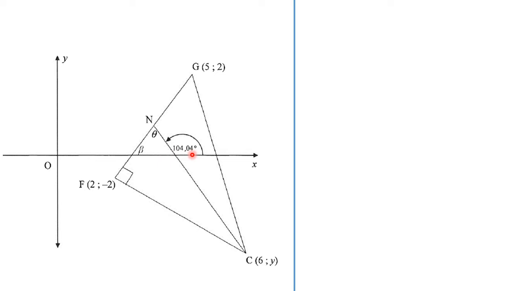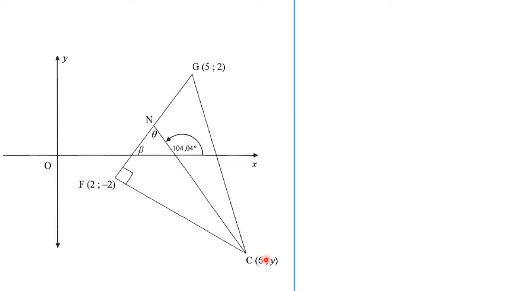Now, what is also given? You are given the coordinates of F to be (2; -2), G to be (5; 2), and C to be (6; y). I also said you should check the vertices that are given, to see if they are in the right quadrants. G is in the first quadrant, both x and y are positive, this is valid. F is in the fourth quadrant, x is positive and y negative, this is valid. And C is in the fourth quadrant, so x is positive, and we are expecting y to be negative.